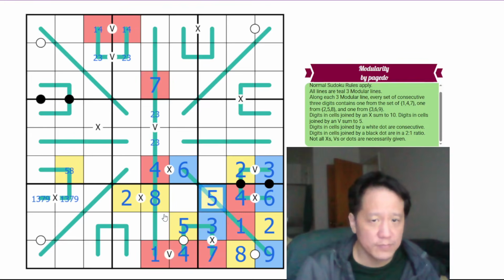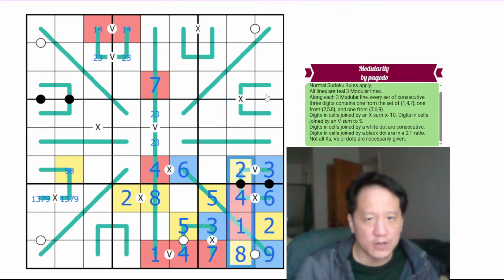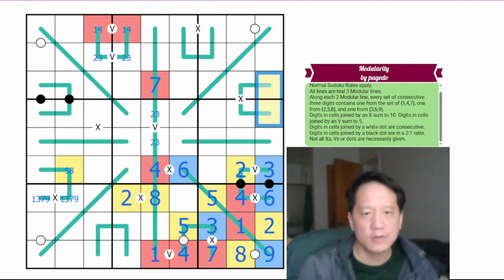Okay. These two digits add up to 10. They cannot be yellow. Neither of them could be yellow because of the 2 and 8 in the column. So therefore, where is the yellow in this set of 3? It must be here. Where is the yellow in this set of 3? It must be here. So this is a 5-8 pair.